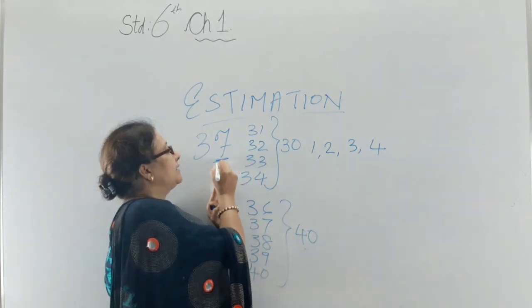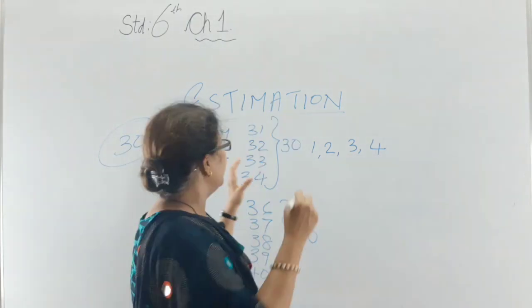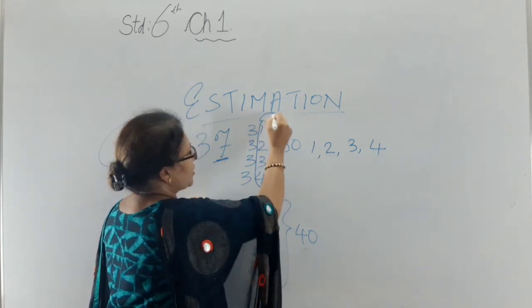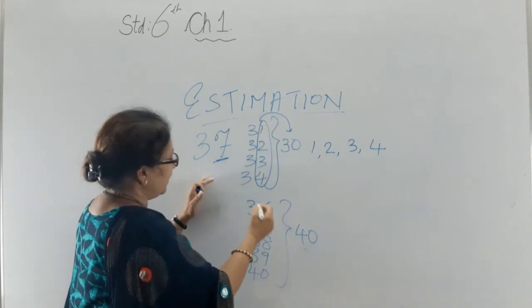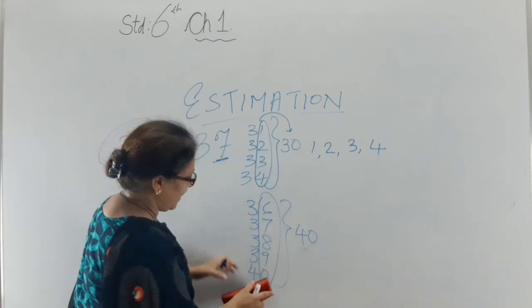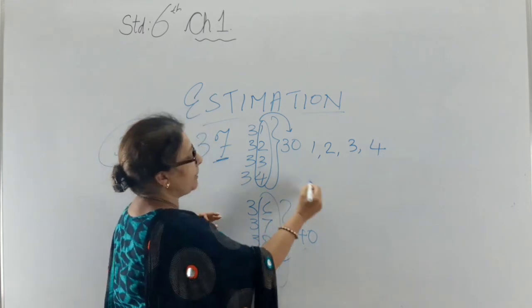You have to see the unit number, the ones digit, and in which category it falls. If it falls in 1, 2, 3, 4, the approximate value will become 30. If it falls in 6, 7, 8, 9, then the approximate value will be 40.